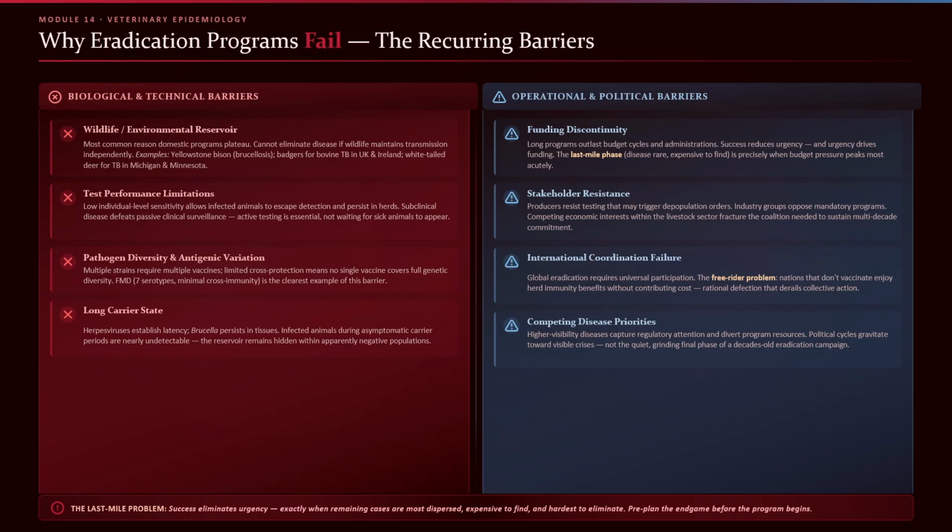Low compliance. Producers who don't report disease, who avoid testing, who violate movement controls, who resist depopulation. These behaviors break the chain of surveillance and control that the program depends on. Biological constraints. Some diseases are just harder by their nature. Multiple host species, long environmental survival, very short detectable windows before slaughter. You can't overcome biology with policy alone.